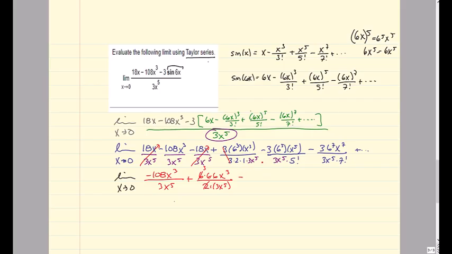Let's go ahead and look at my next term. So here I have 3 times 6 to the 5th all over, the x to the 5ths cancel here.